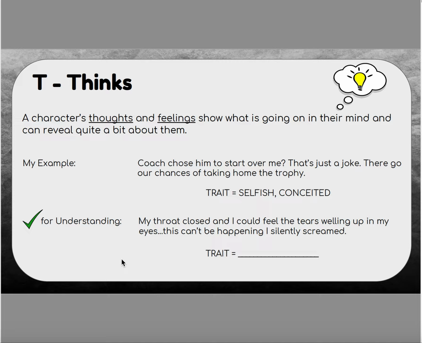So again, we're going to do this check for understanding. We will come back to it to review it. You're going to write it down for me. "My throat closed and I could feel tears welling up in my eyes. This can't be happening, I silently screamed." What trait does this show?